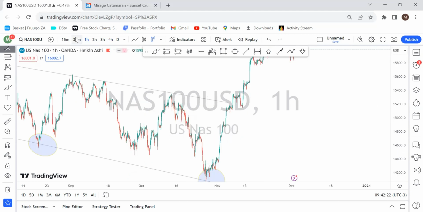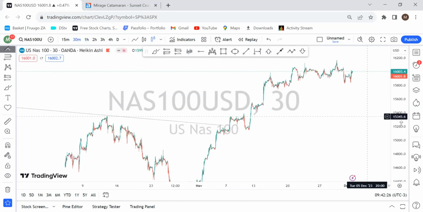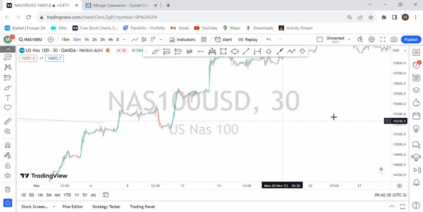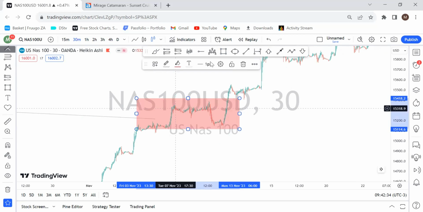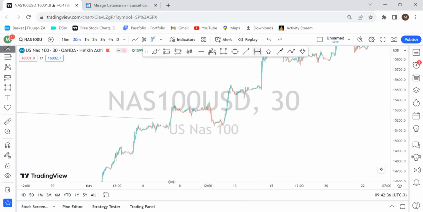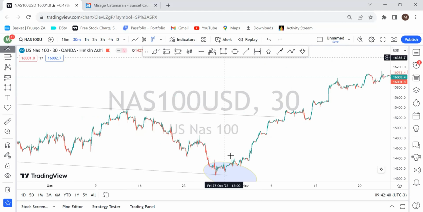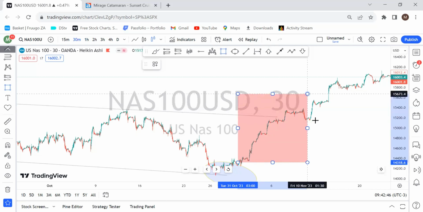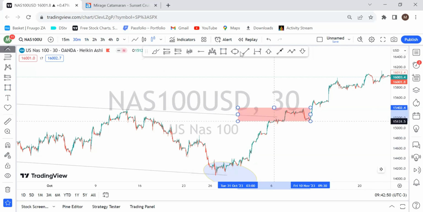Okay, let me scale into the 30-minute time frame so we can see everything clearly. So as you can see, we had this nice play right here where the market was just going sideways right after this previous impulse. So impulse, and then we're followed by this correction right here.